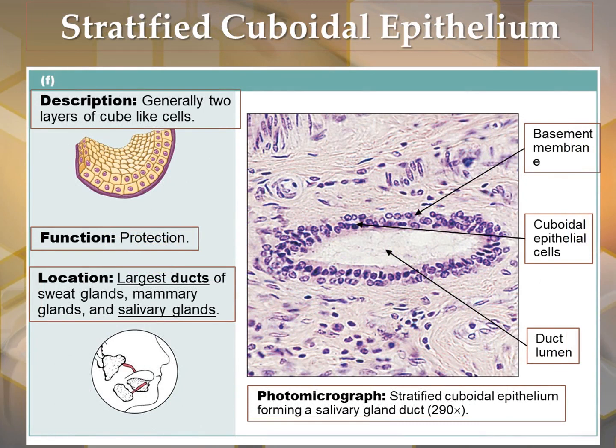So now we have stratified cuboidal epithelium. So again, we only have really 2 layers of cells, but it is stratified because it's more than 1. So it's at least 2, right? So this is also for protection, and this is going to be found in larger ducts. So we said the smaller ducts are just going to be the simple cuboidal. So these guys are going to be found in some large glands, such as sweat glands, mammary glands, salivary glands. So this is for protection, okay?